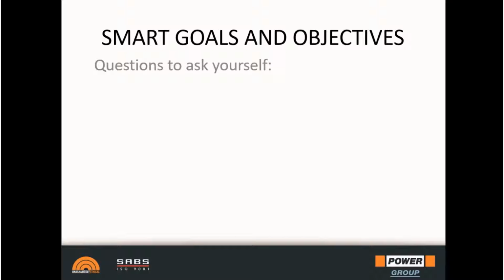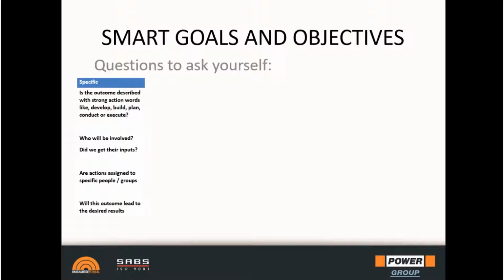SMART begins by asking yourself questions to evaluate and test your objectives. A goal that is very specific has a higher chance of being adhered to. Therefore, test your goal by ensuring it has strong verb words, action words like develop, build, and plan. Have you included who will be involved and if they are on board, and whether this outcome will have the desired results? If not, rewrite your goal until you can answer in the affirmative to these questions.